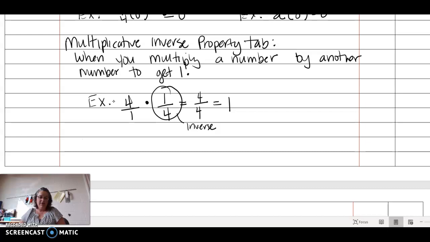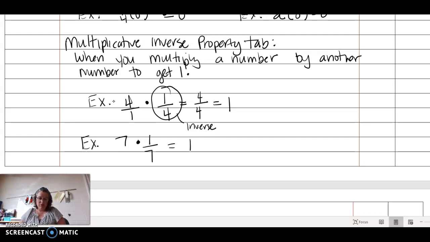Example, I'll give us this example. Let's say I want 7. Well, the inverse of 7 is really 7 over 1. So if I multiply that by 1/7, I end up getting 1, or your 7's cancel out.